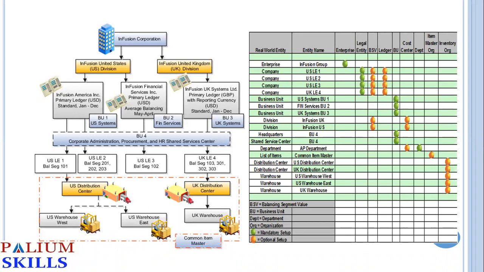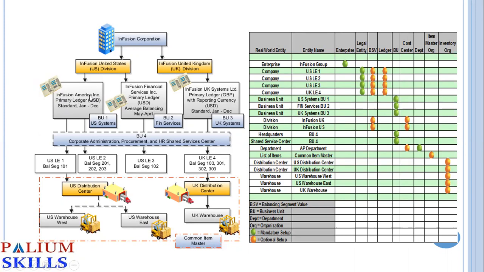It has two divisions. One is US, one is UK. And the side table explains which one is an entity, which one is an enterprise, which are the legal entities, which is the balancing segment. This is from the flex field. And ledger, which one is the business unit. All these are tagged here. Now coming back to this, these are the divisions. This is the ledger.